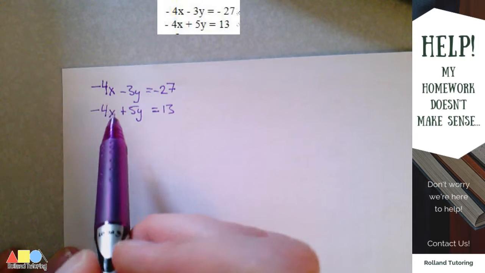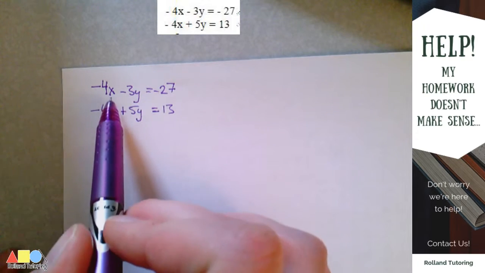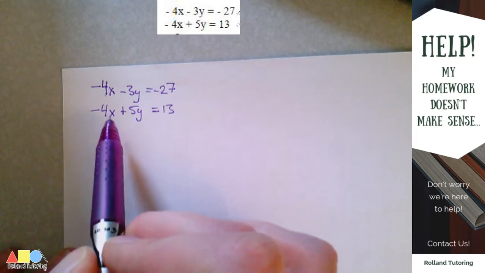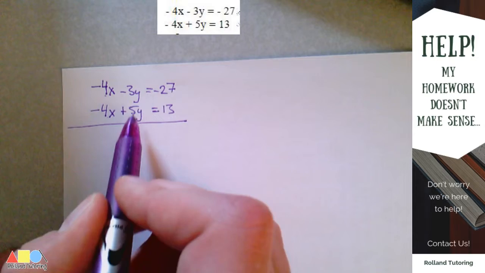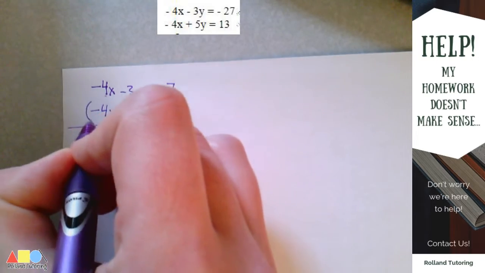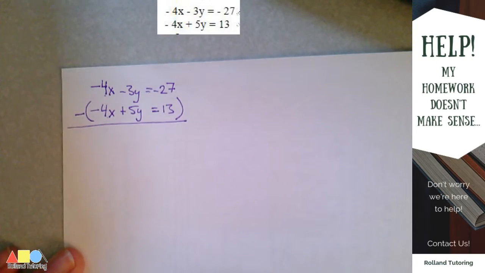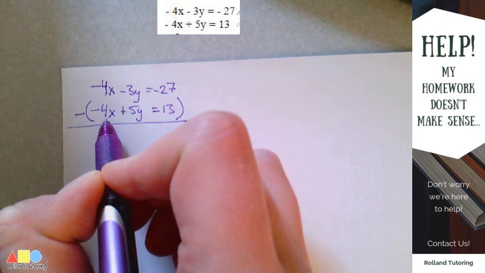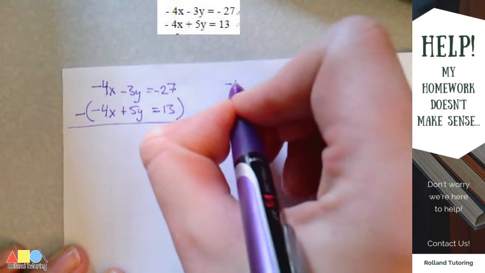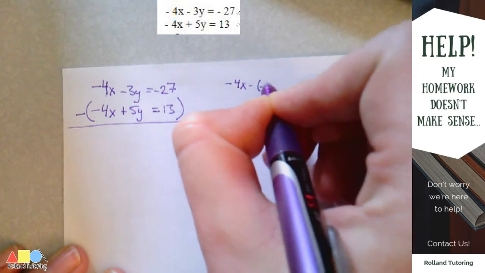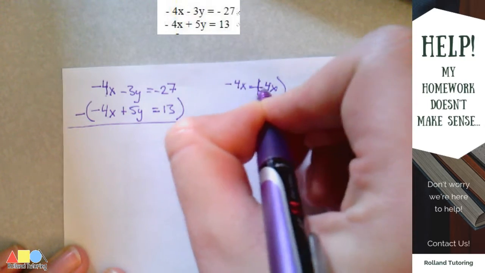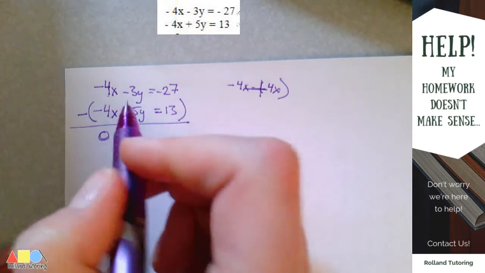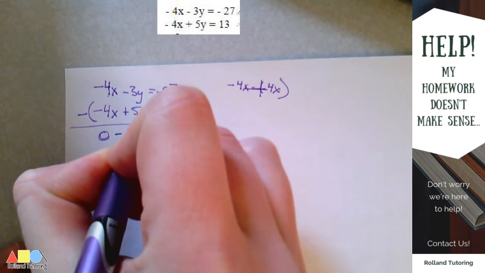So our first step is we'll want to get it to either x's or y's. In this case, since our x's have similar coefficients, it would be easiest to get rid of the x's versus these, which we would have to multiply. So we'll go ahead and subtract the second equation because we will want this to get to 0. So we get negative 4x minus 4x. If you go negative 4x minus a negative 4x, it's kind of like saying plus 4x, which gives us 0. And then we get negative 3y minus 5y, so we get minus 8y.